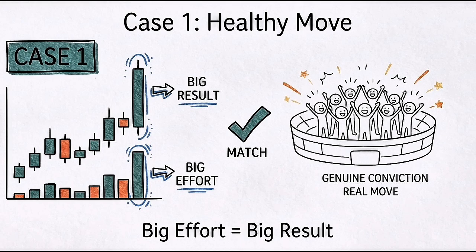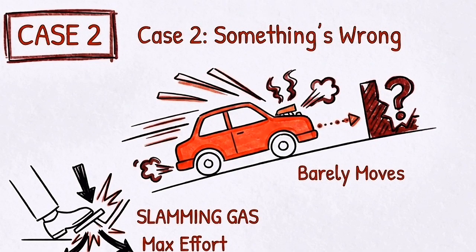Case number one, you press the gas, the car moves easily, big effort, big result, everything matches. On the chart, that's a big candle with high volume underneath. Lots of buyers. Lots of conviction. The move is real, like a whole stadium standing up to cheer. That's genuine excitement.